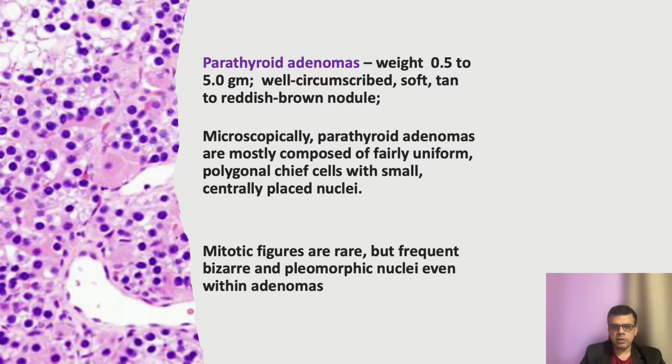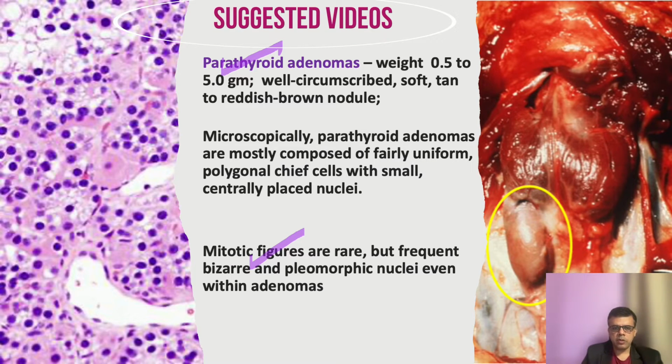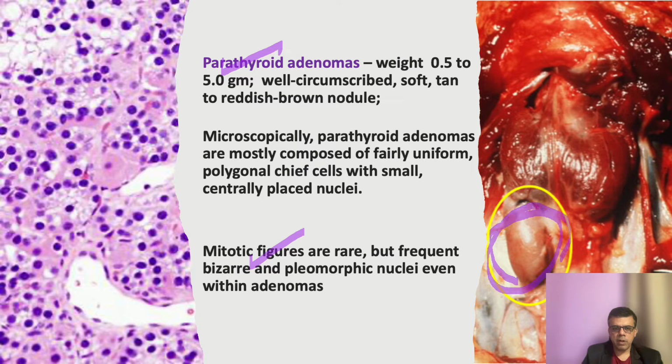Parathyroid adenomas are the most common cause of primary hyperparathyroidism. A well circumscribed nodule of 0.5 to 5 grams is seen, mostly composed of uniform polygonal cells with small centrally placed nuclei. Mitotic figures are generally rare, but sometimes pleomorphic nuclei and endocrine atypia can be there, which is not considered to be malignant. Invasion is most important rather than the endocrine atypia, which may be seen in some parathyroid adenomas. As you can see over here, a localized red-brown lesion is seen. This is a parathyroid adenoma.